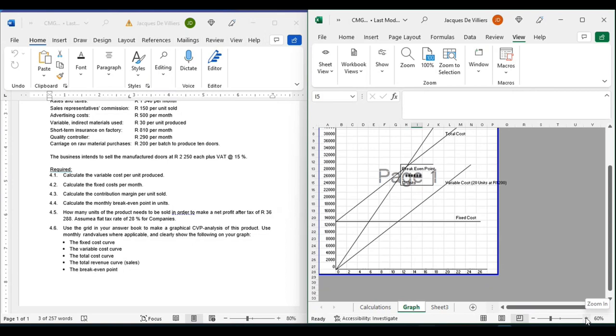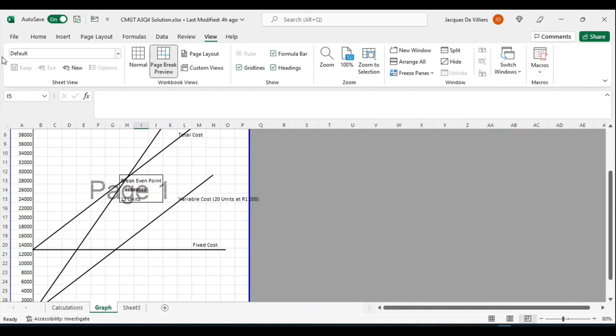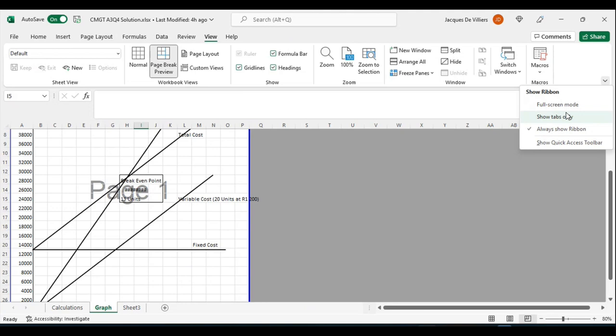Let me actually maximize the thing for you and see if I can hide my ribbon. Hide ribbon. Why is it not allowing me to show tabs only? Okay, now I've hidden the stuff a little bit, and now I can see a little bit better.